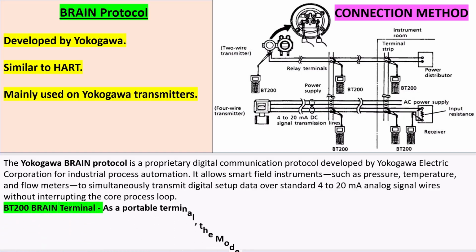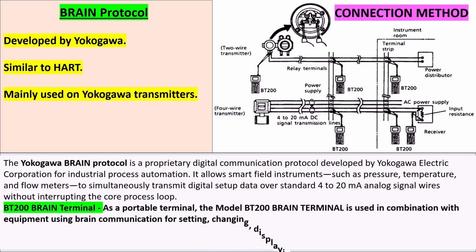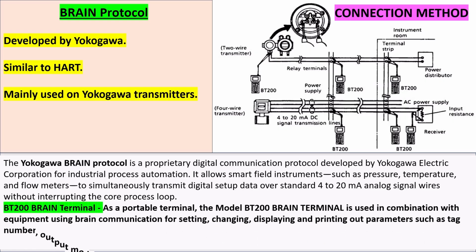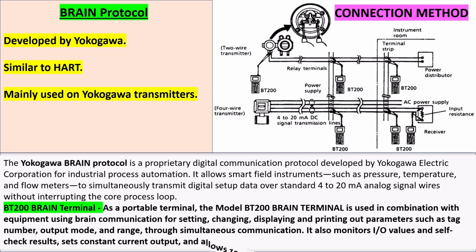BRAIN BT200 brain terminal. As a portable terminal, the model BT200 brain terminal is used in combination with equipment used in BRAIN communication for setting, changing, displaying, and printing out parameters such as tag number, output mode, and range. Through simultaneous communication, it also monitors I/O values and self-check results, sets constant current output, and allows zero adjustments.